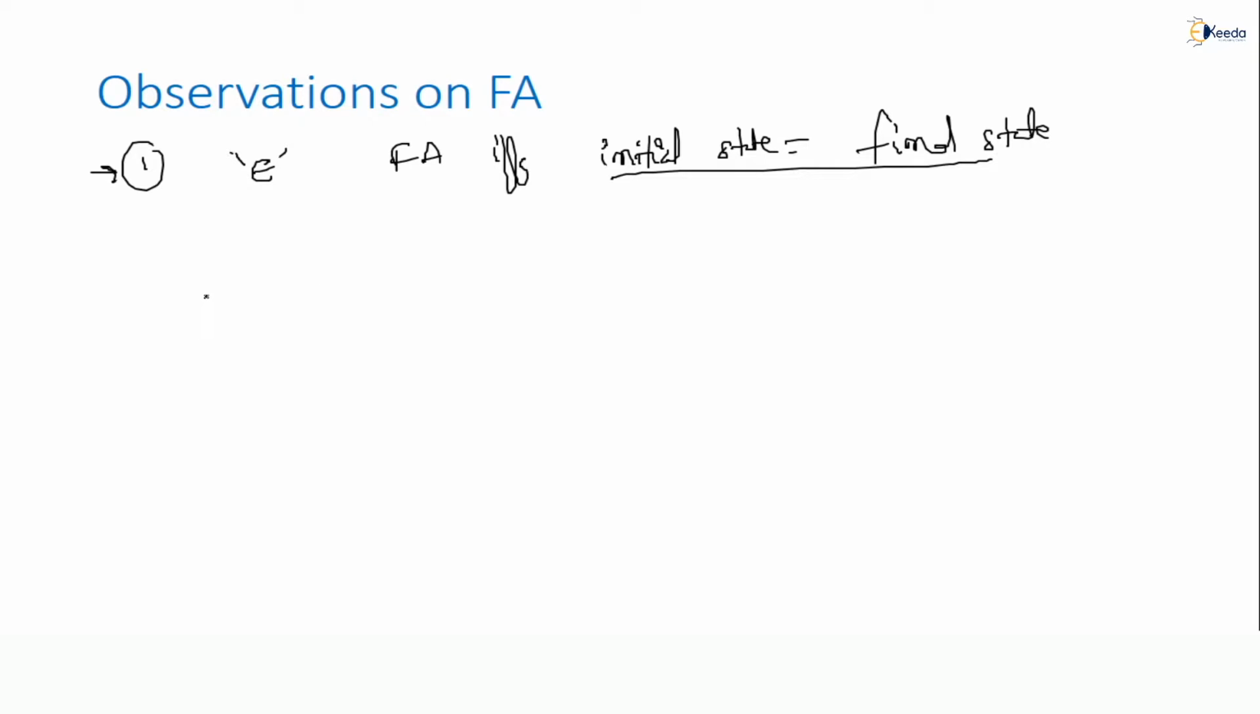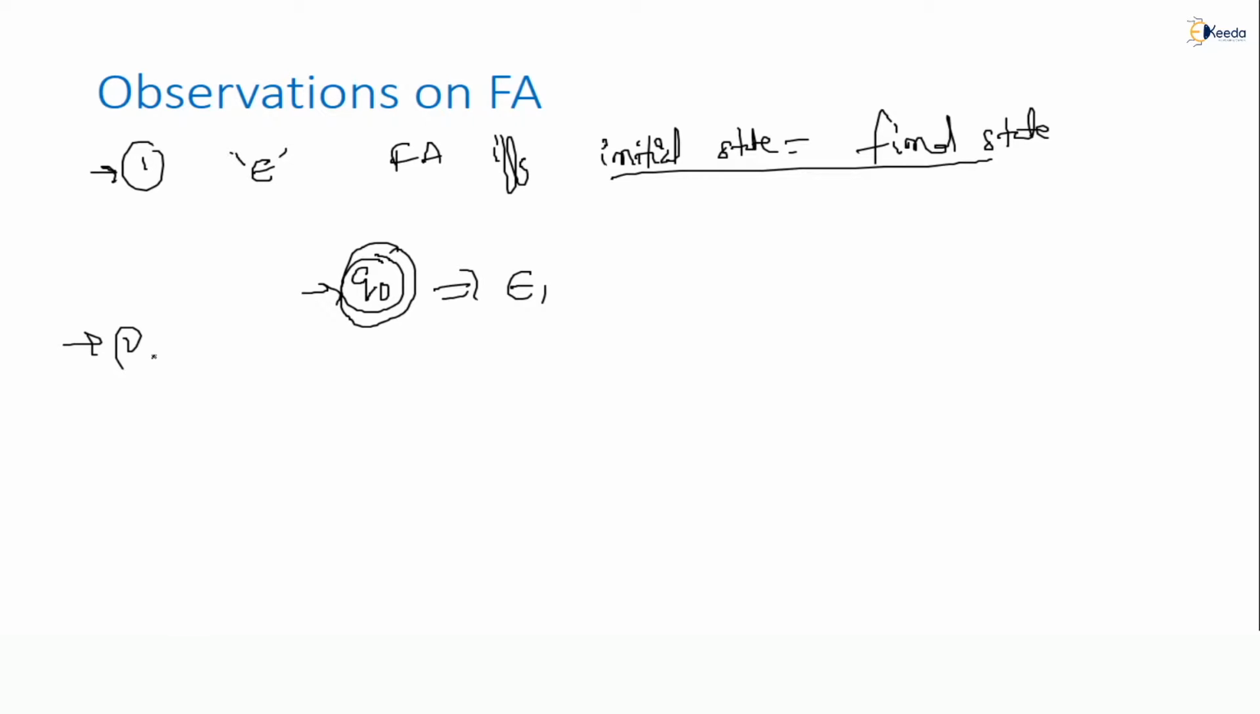Then we can say it is accepted, because Q0 is the initial state. If I make it a final state, it will accept epsilon. Epsilon is the empty string, just nothing. It is not any string or any symbol. This emptiness will also be accepted. So it is accepted when the initial state becomes the final state.